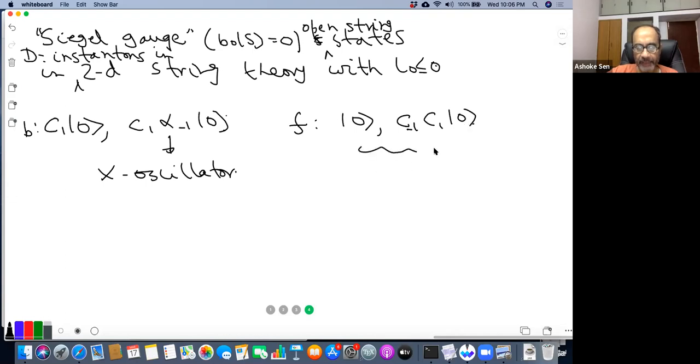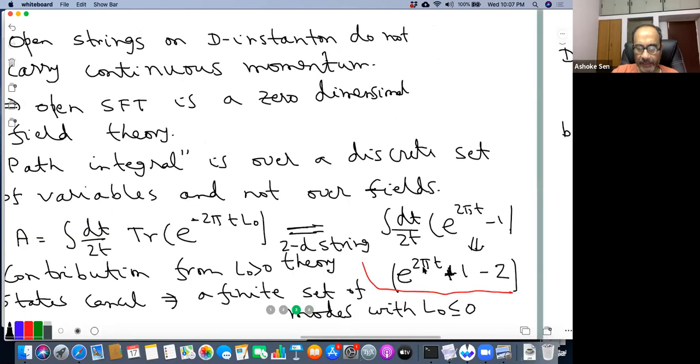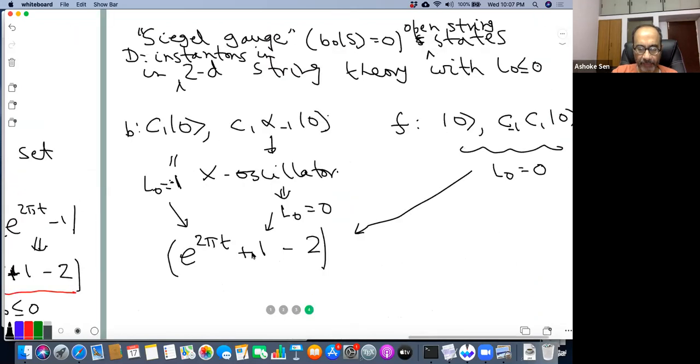And the fermionic states are C0, C1, C minus 1, C1. So these have L0 equal to 0. This has L0 equal to 0. And these have L0 equal to minus 1. So the total contribution is then 2 pi t. This is coming from the L0 equal to minus 1 state. Plus 1, that's coming from here. And minus 2, which is coming from here. That's what we see as the exponent. This is the BRY answer for the annulus partition function. So we have a clear interpretation of where this partition function is coming from, which states contribute.